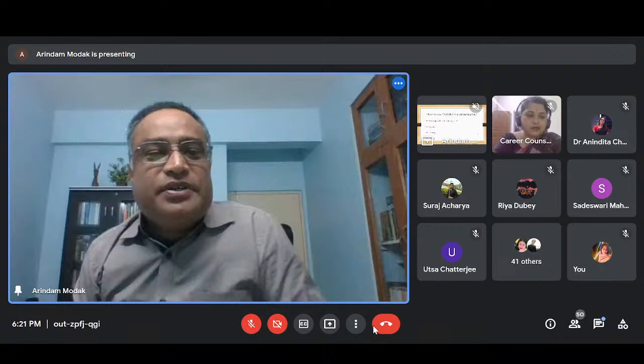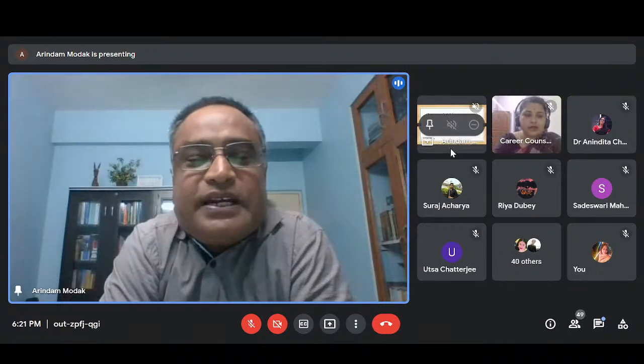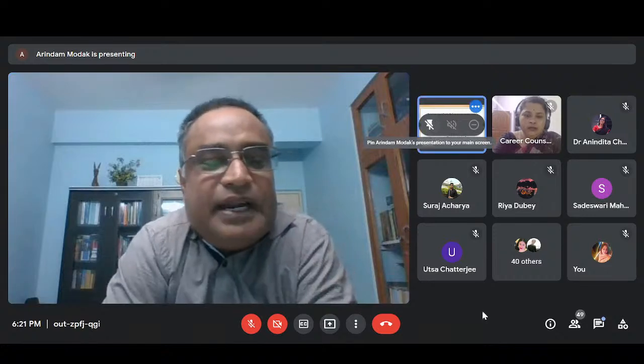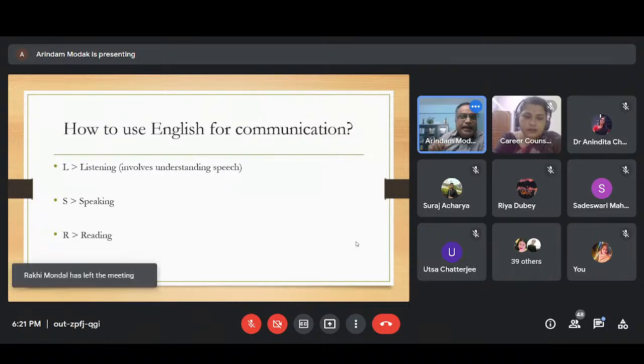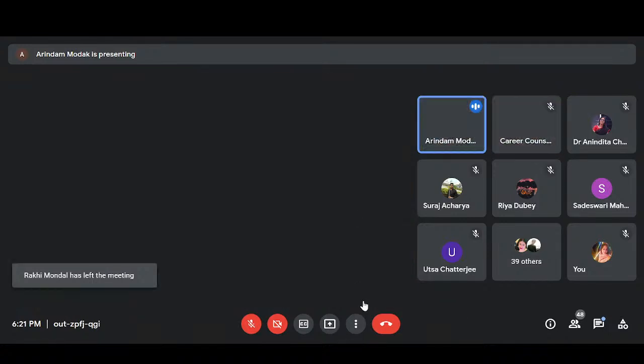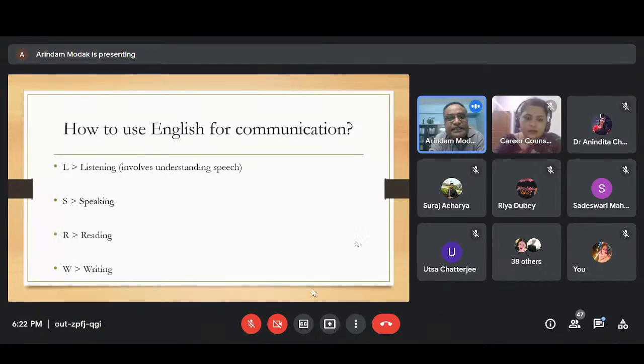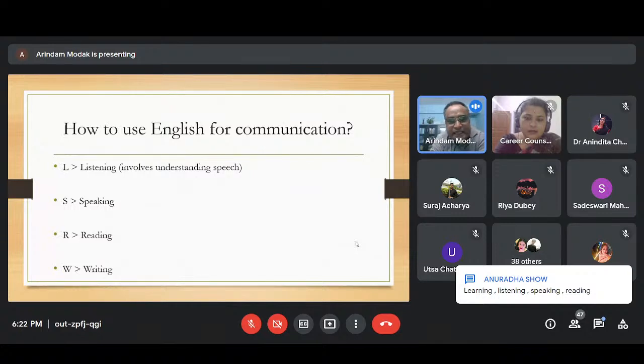Now, when we talk about communication, in any language, not necessarily English, we particularly focus on four skills of language learning. Linguists abbreviate these skills as LSRW. Each of these letters stands for one particular skill. L stands for listening, and listening not only means paying heed to some sounds, hearing some sounds.